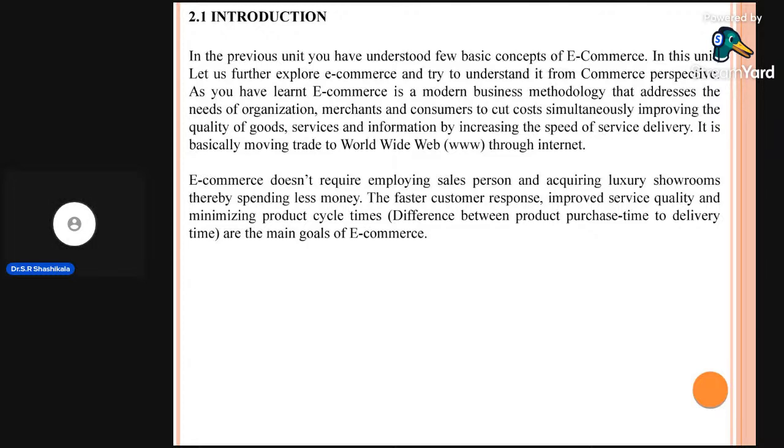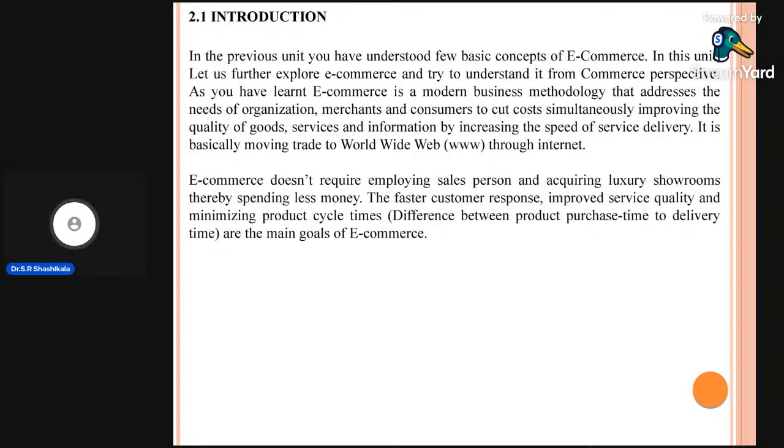See, as we have understood a few basic concepts, we have come to a conclusion that modern business methodology especially addresses the need of organizations, merchants, and consumers, all of whom need a knowledge of information technology. That is, we have been moving towards trade through the World Wide Web. So e-commerce generally doesn't require employing salespersons or acquiring any type of rooms or infrastructure for that matter. And here we can have faster consumer response, improved service quality, and minimized product life cycle.